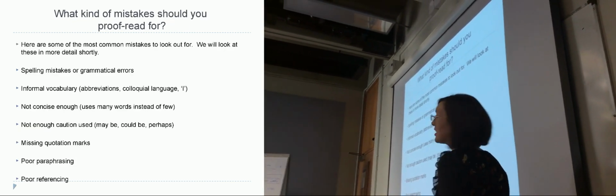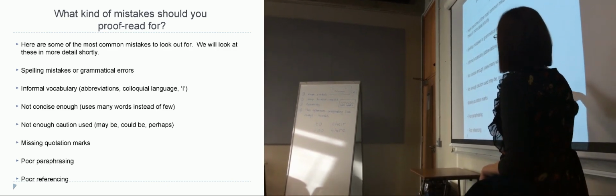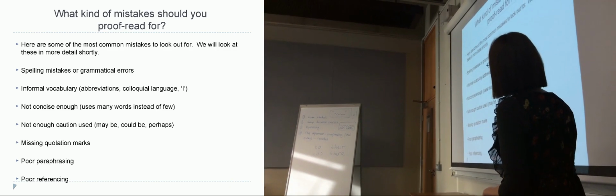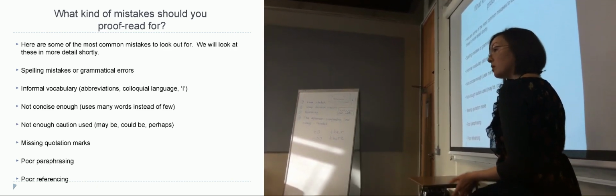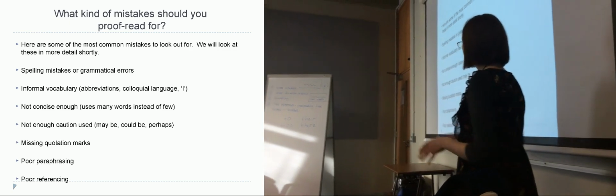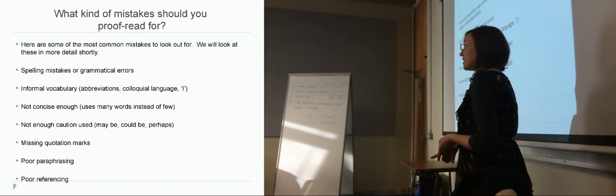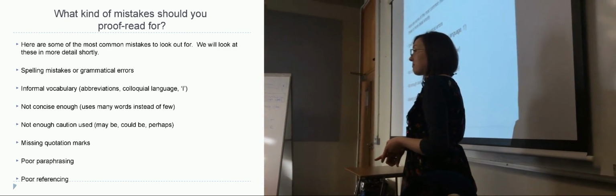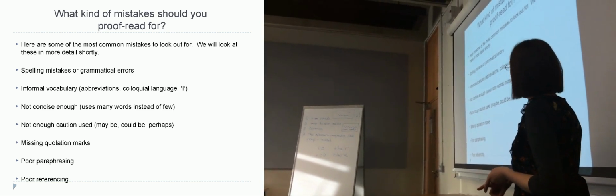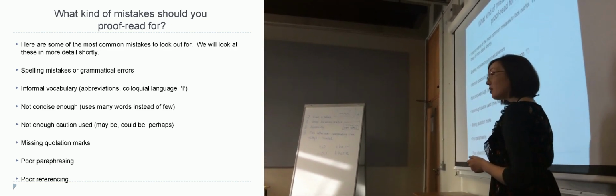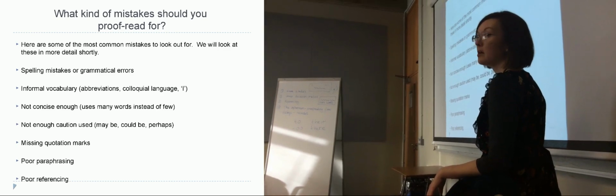Right, okay, so what kind of mistakes should you proofread your final essay for? These are some of the most common mistakes, and I will look at them in a bit more detail shortly, but first of all, I'll just go through them in brief. Obviously, the most common ones are spelling mistakes or grammatical errors, but you should also avoid informal vocabulary. We've talked about this quite a lot already. Informal vocabulary means things like abbreviations. So instead of using don't, what should you write? Do not, okay. Instead of writing eg, what should you write? For example, yeah, good. You should also avoid things like colloquial language or slang. And if you can, avoid using the word I. It's more academic to use third person.